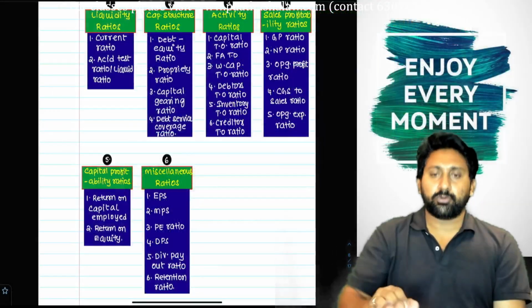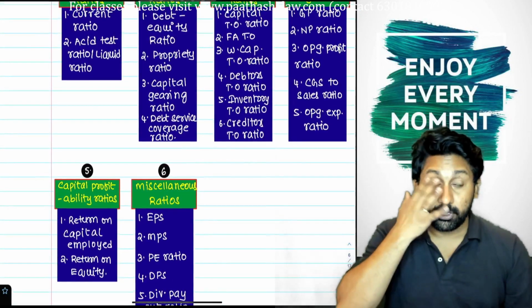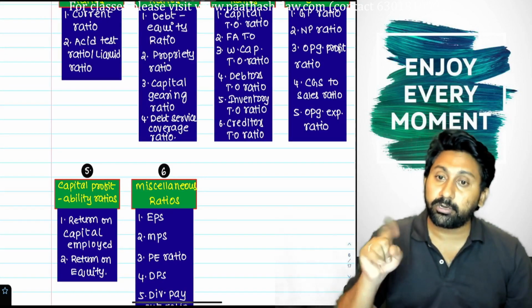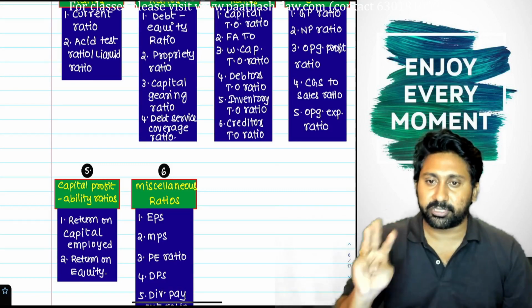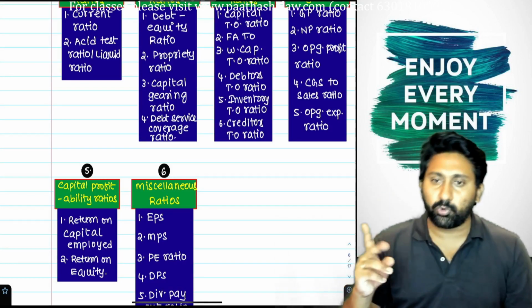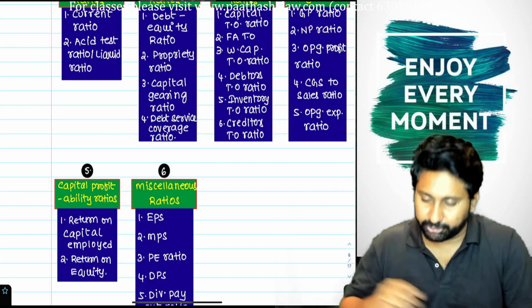Completed? So tell me, how many ratios are there totally for our consideration? 6 ratios. Short-term solvency, also called liquidity ratio. Second one, long-term solvency, also called capital structure ratio. Third one, activity ratio. Fourth one, profitability ratio in 2 types: sales profitability, capital profitability. And last one is miscellaneous ratios.